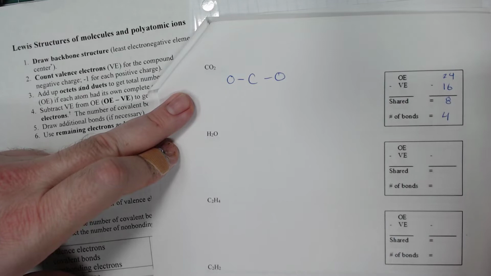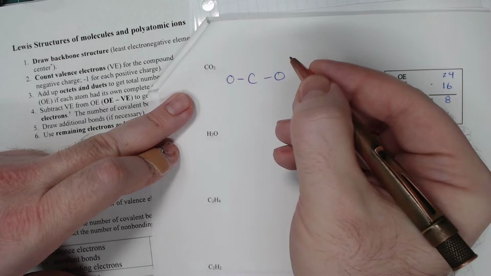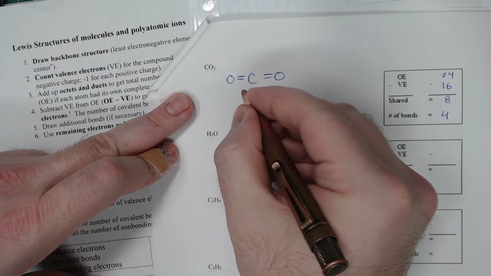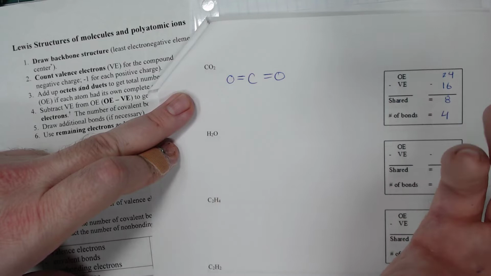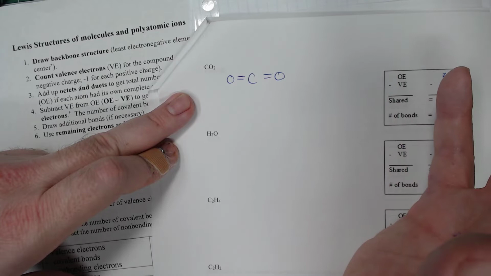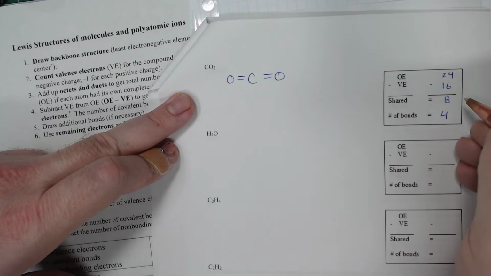So there's already 2 that are drawn, we just need to put 2 more. Now, as you would guess, it makes sense to put a double bond here and a double bond there. And you saw that earlier when we did that. I showed you that Lewis structure. We had double bonds there. So this makes sense. We'll talk about why it wouldn't make sense to do it the other way in a little bit. So we've used 8 of our 16 electrons.